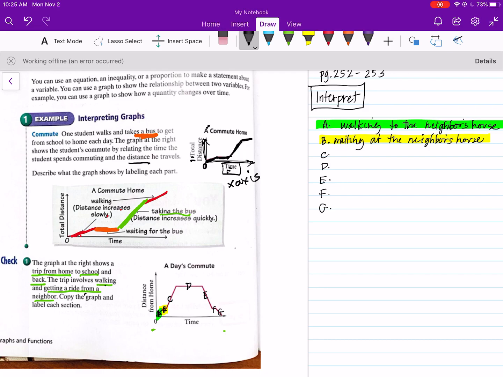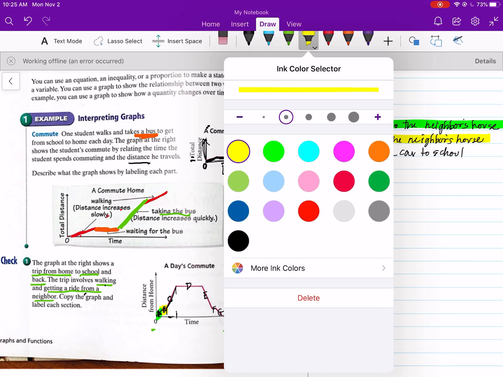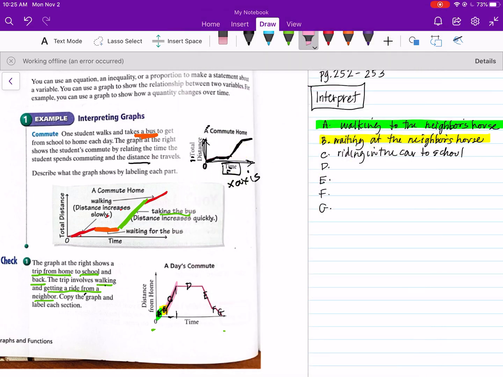All right. Next, you can see in part C, not a ton of time elapses. You've just got from here to here, so not a ton of time. But boy, oh boy, look at the distance increasing. It's increasing quite rapidly. So this, to me, indicates that they are riding in the car to school. Let's do pretty in pink, driving in the car to school.